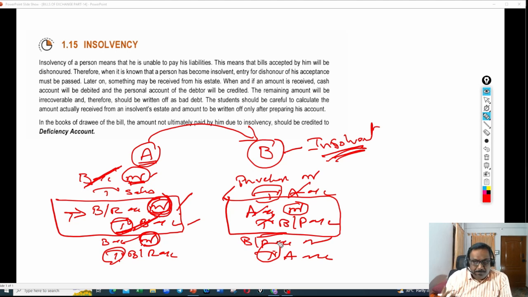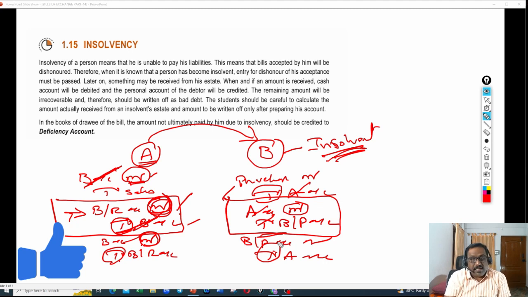Krishna asks, B became an insolvent. What is the point in showing him as a creditor? Is he going to pay this amount to A? Is it possible for B to pay that amount to A? If he is not in a position to pay, why do we need to show him as a creditor in his books? That question might arise.